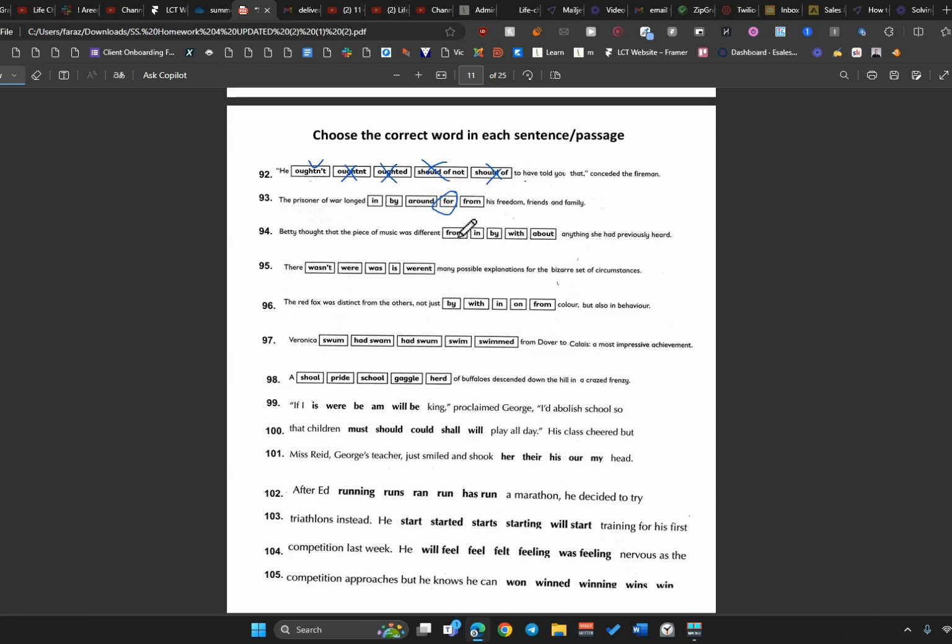Betty thought that the piece of music was different anything she had heard previously. Different in, by, with, about. Well, these ones don't work. "Different from anything she had heard previously." That works.